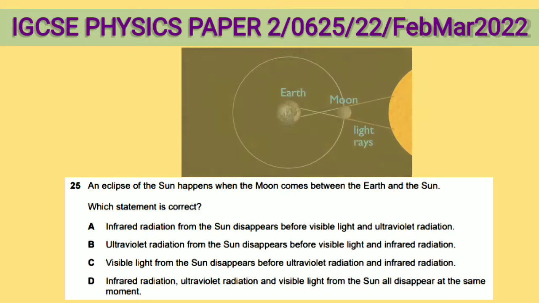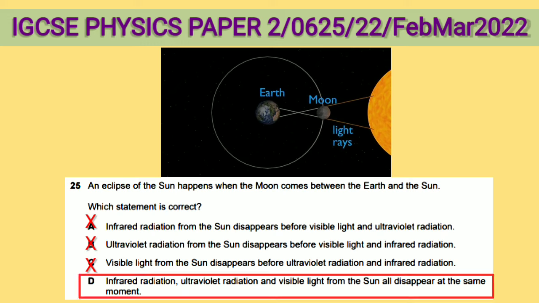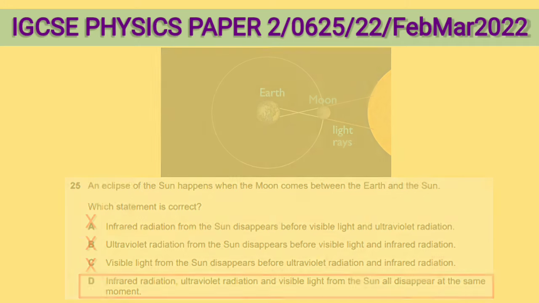Next question, question 25. An eclipse of sun happens when moon comes between earth and the sun. Which statement is correct? In option A, B, C we are asked whether infrared radiation, ultraviolet radiation or visible light coming from sun will disappear first. But these are all incorrect since moon is blocking the path of rays or any radiation from the sun. Infrared radiation, UV radiation and visible light from sun all disappear at the same moment. So option D is the correct answer.